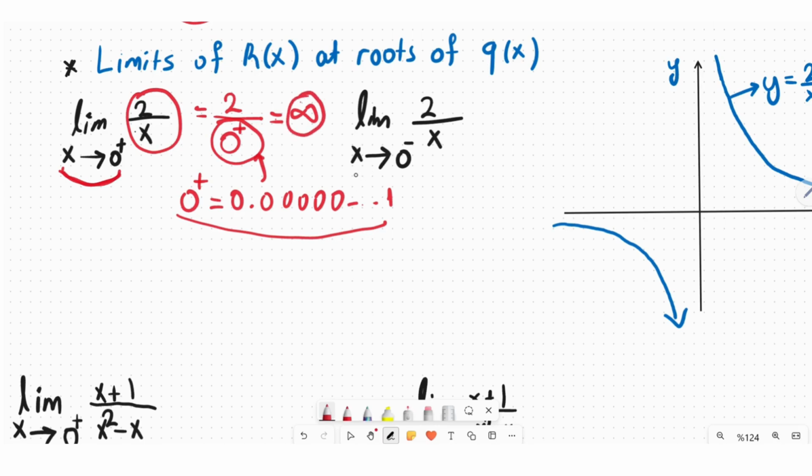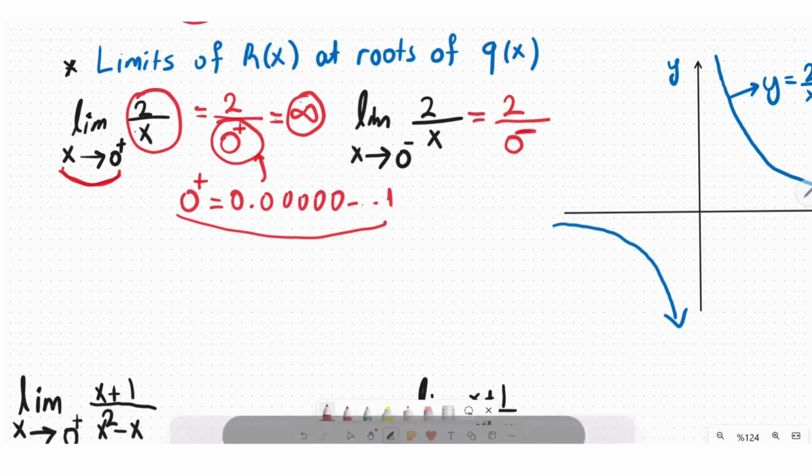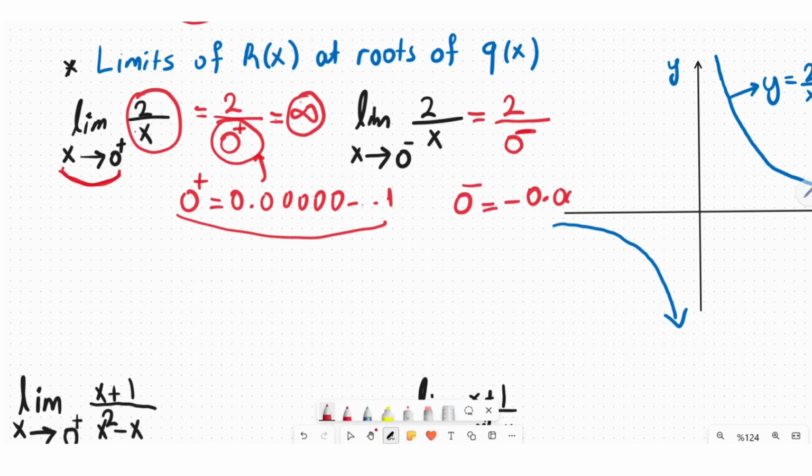And similarly, consider the left-hand side approaching 0. In that case, we can substitute 2 over 0 to the power minus. So in that case, we may consider 0 to the power minus as a number like this, minus 0.00000, something like that. When you substitute any number like that into this position, you are going to have a sufficiently small number, like minus infinity.